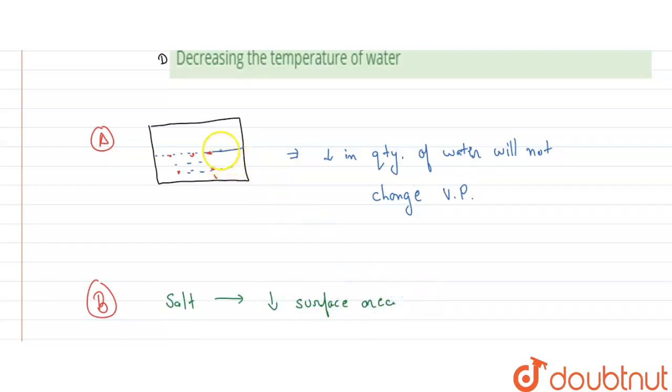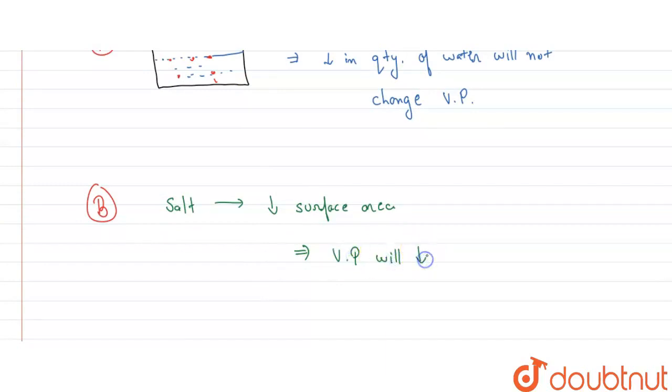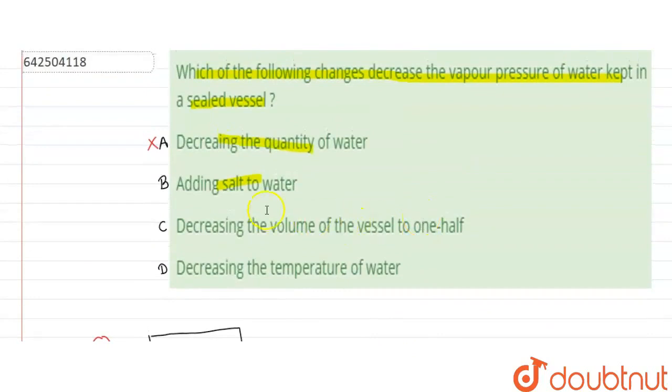And when there is a decrease in surface area, there is less water left on the surface. Hence, it will not go into the vapor phase as much as it was going previously. Therefore, the vapor pressure will decrease. So from here we can say that adding salt to the water decreases the vapor pressure. That means this is the correct answer.